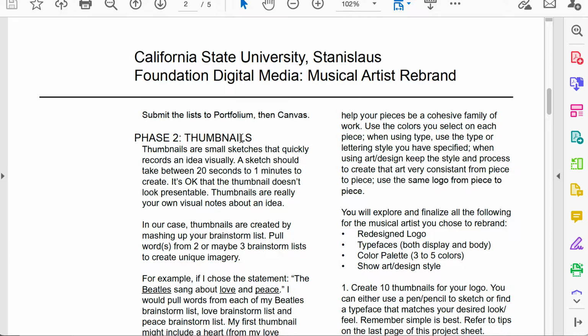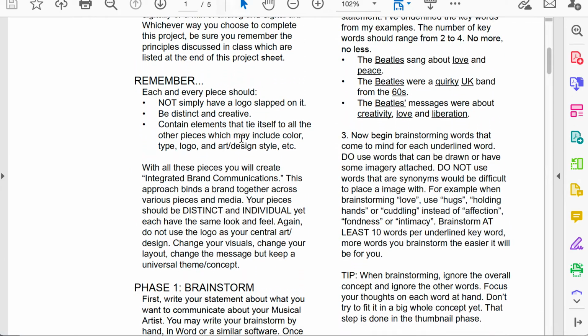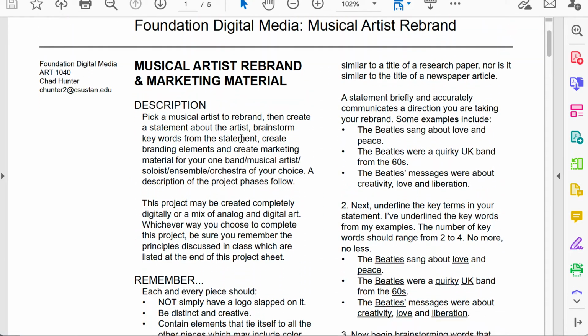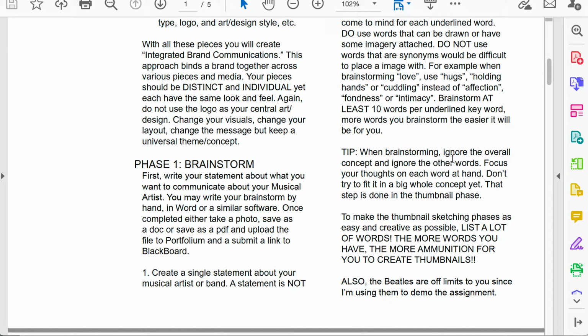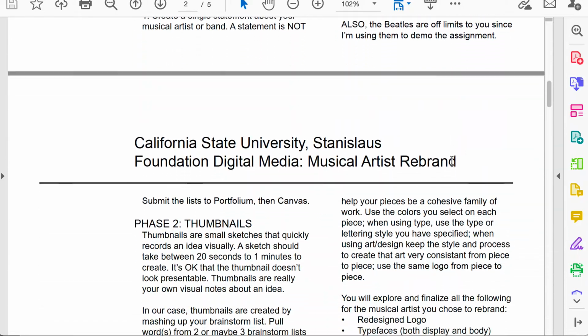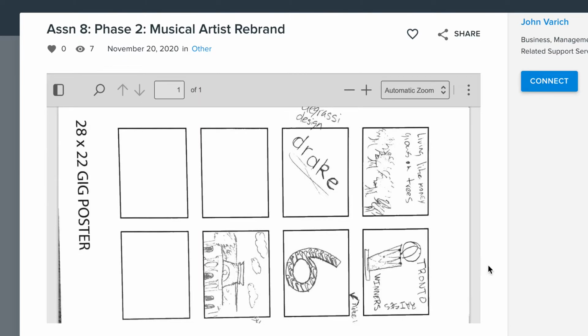Let me make one other statement that I think will help. Remember, we had a statement. The statement really defines the concept that you're doing. And then the brainstorm breaks down that concept into a list of ideas. Then the thumbnails match up those ideas in unique and interesting ways to communicate the concept. Okay, so that's what I'm looking for here.